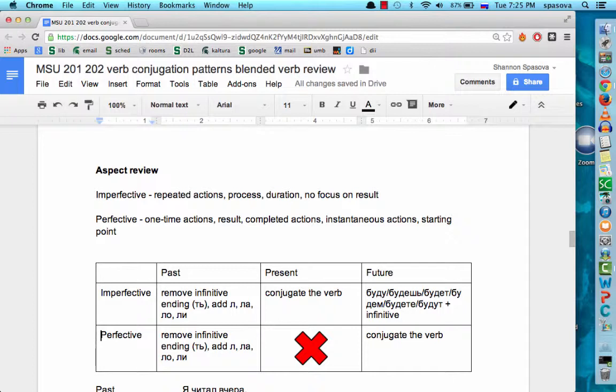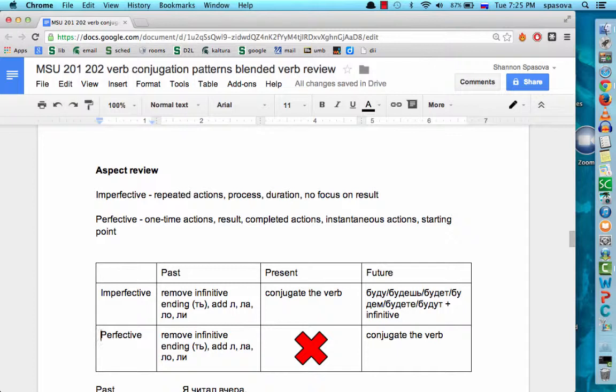Here we have imperfective verbs. When are they used? They're used for repeated actions, for when you're talking about the process of something, when you're talking about how long something lasts, the duration, or if you're not talking about any kind of result. Perfective verbs are used for one-time actions, or when you're focusing on the result of something, when an action has been completed, when an action is instantaneous, meaning it happens real quick and then it's over. And sometimes if you're talking about when an action starts, the starting point of an action.